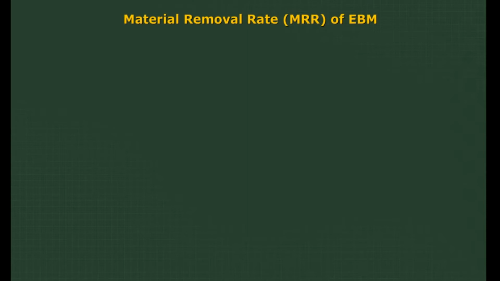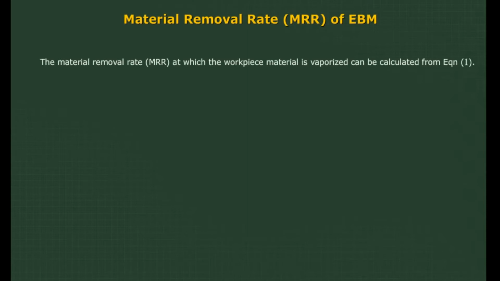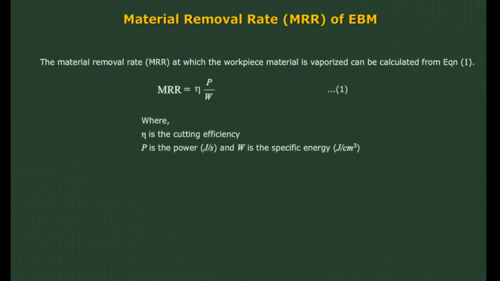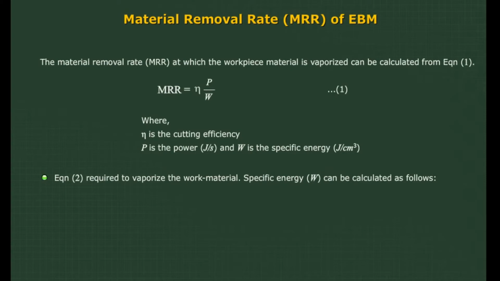Material removal rate, MRR, of EBM. The MRR, the material removal rate at which the workpiece material is vaporized, can be calculated from equation 1, where ETA is the cutting efficiency, P is the power, joule per second, and W is the specific energy, joule per centimeter cube, required to vaporize the work material, equation 2. Specific energy, W, can be calculated as follows.